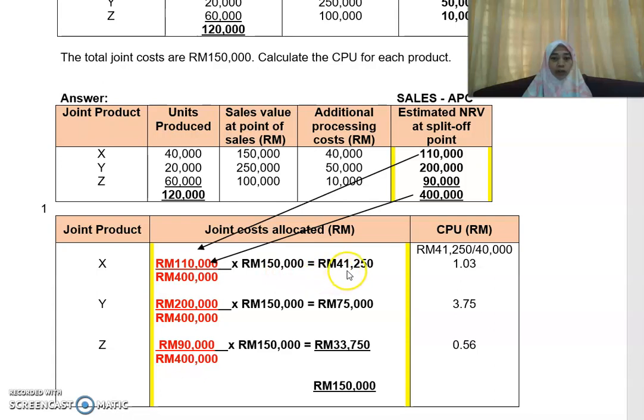So that will give you 41,250 ringgit. Next, you do the same thing for Y. So Y will be 200,000 divided by 400,000. This one, the NRV that you have already worked out, that is 200,000 for Y divided by the total, that is 400,000, and then times with the total joint cost allocated. So you will get 75,000 ringgit.